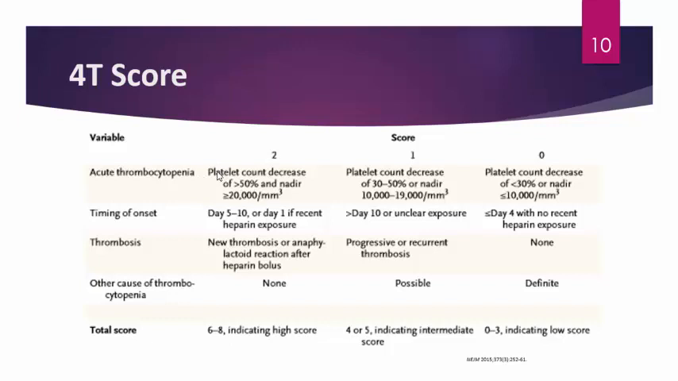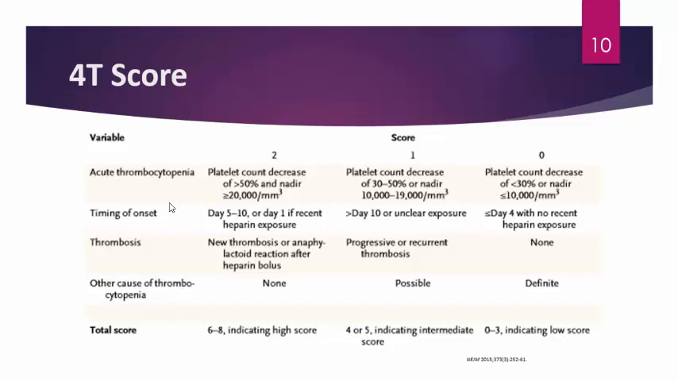Typically what we see in these patients is that the platelet count will drop by about half. Now if your platelet count is between 30 to 50% decreased from baseline, you'll get 1 point here. And if your platelet count decreases by less than 30%, you get 0 points. Because remember, a platelet count decrease of greater than 50% is typically indicative of HIT.